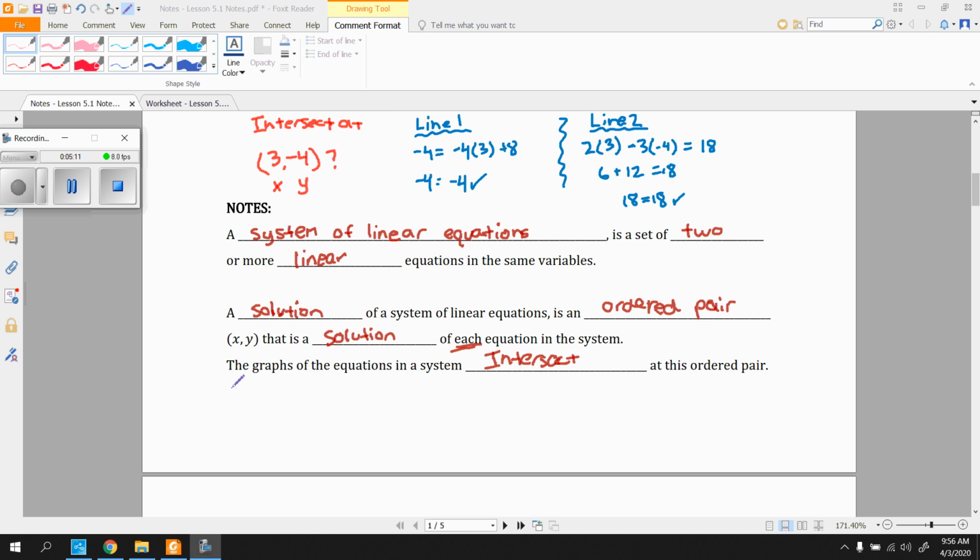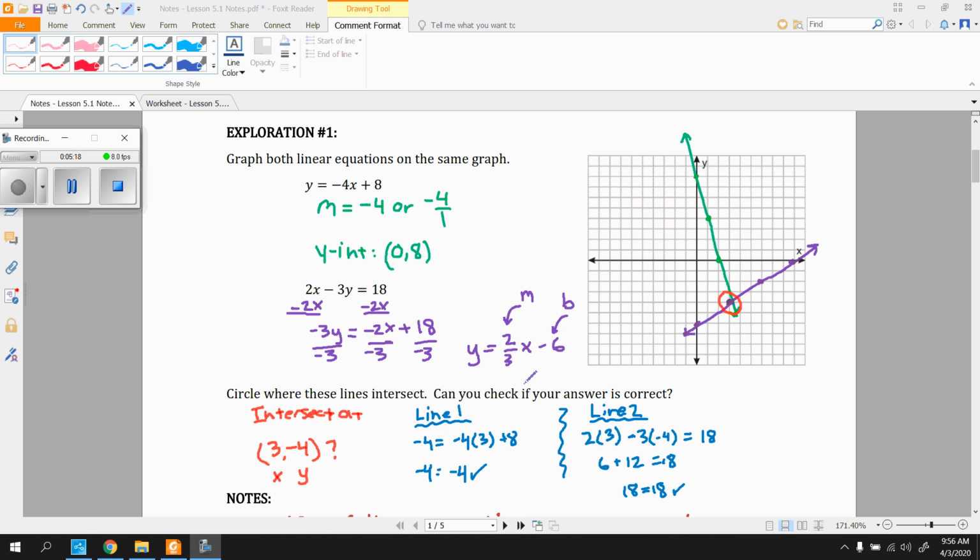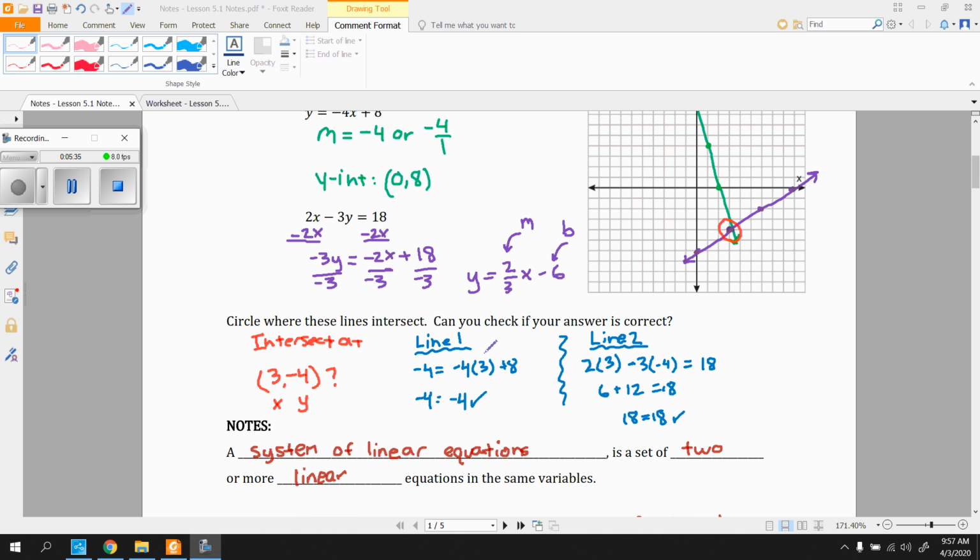What does it look like graphically? We saw it. The graphs of the equations should intersect at that ordered pair. So this is almost like the finished product we'll get to by the end of the lesson: I'll give you a line, say graph it, what is the solution, and check it. We'll break that down a little bit today, and just focus on the checking part of it. What am I looking for? What should I be seeing?